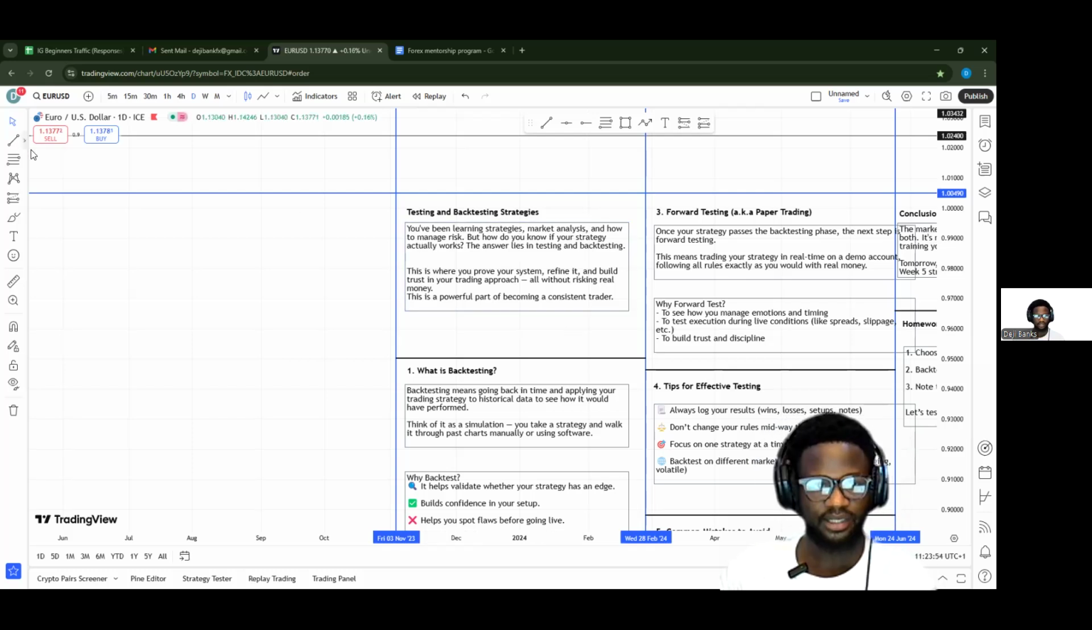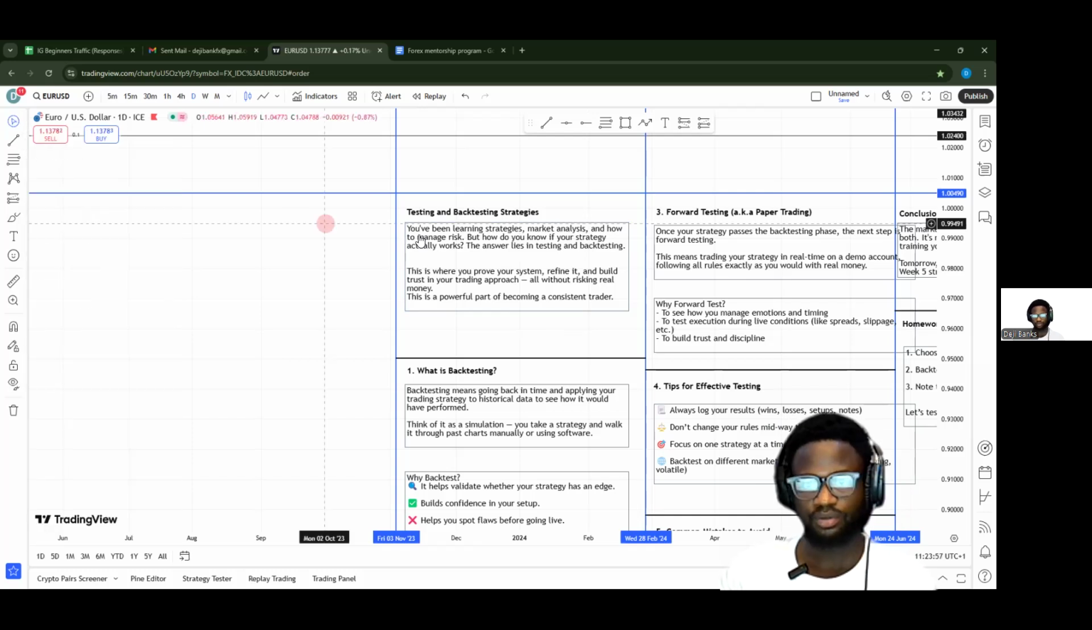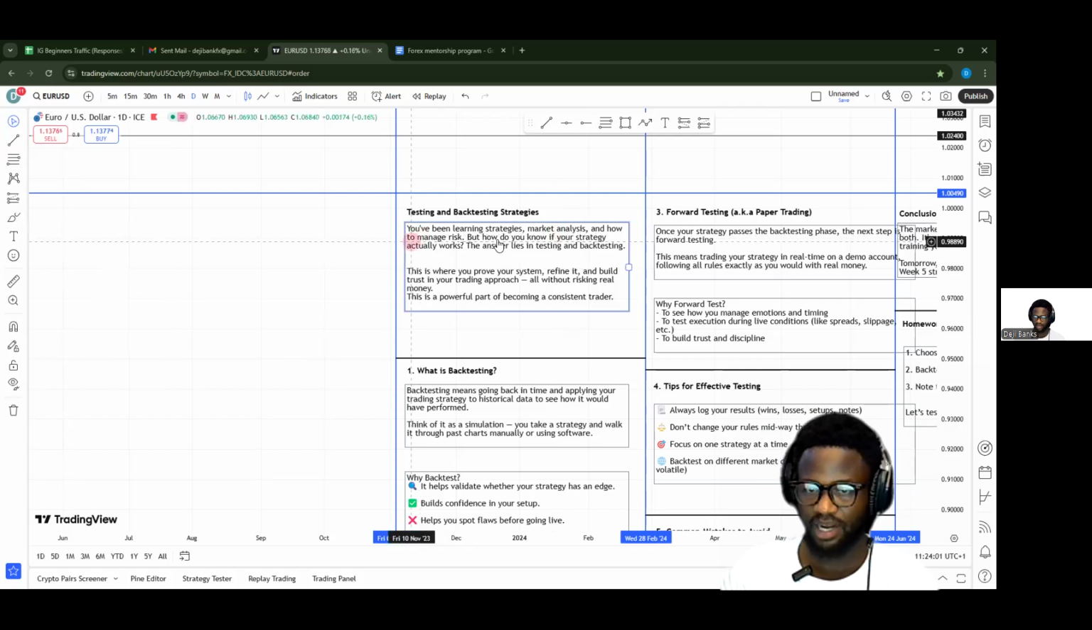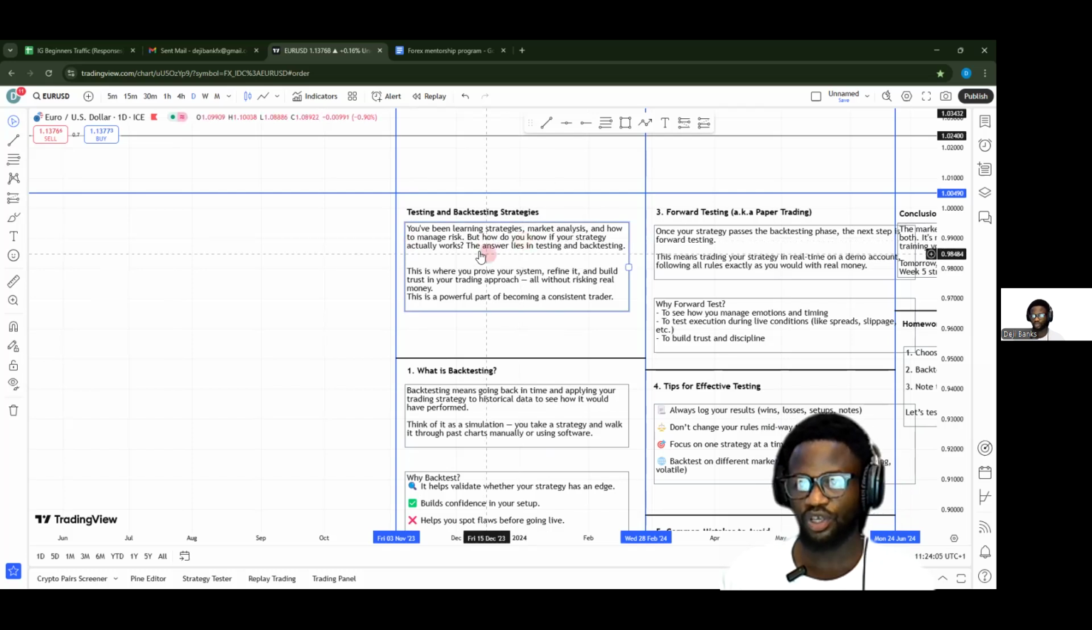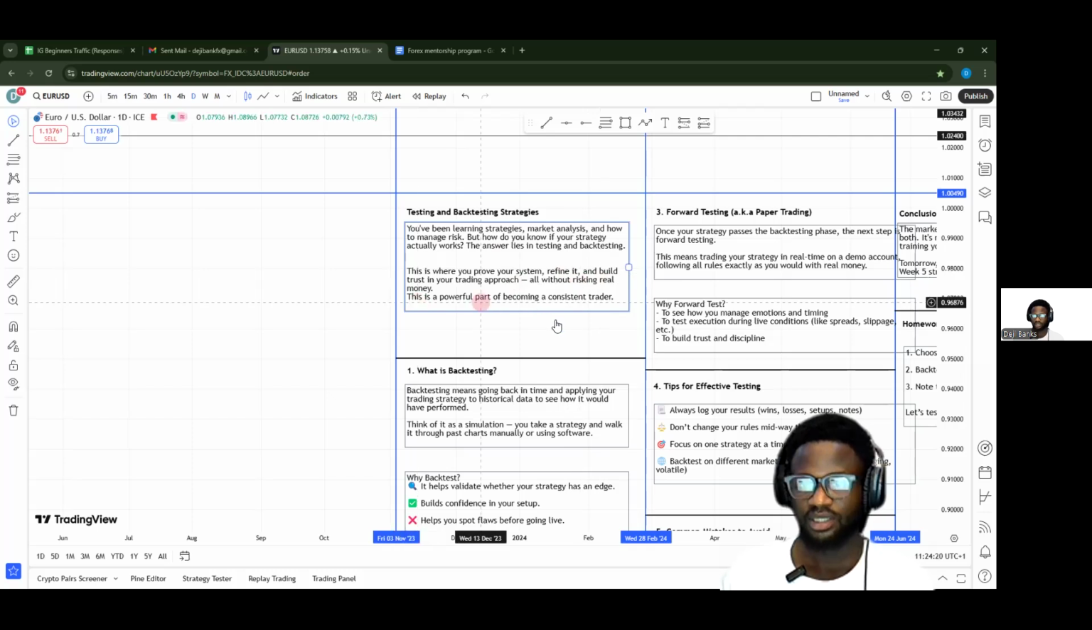All right, I need my demonstration too. All right, right there. So you've been learning strategies, market analysis, and how to manage risk. But how do you know if your strategy actually works? The answer lies in testing and back testing. This is where you prove your system, refine your system, build trust in your trading approach, all without risking real money. This is a powerful part of becoming a consistent trader.